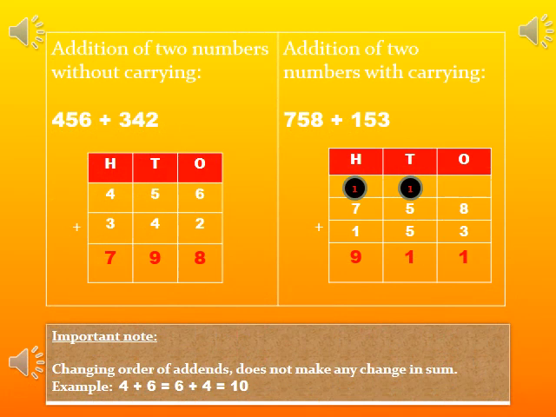Now we learn how to add two numbers. First, we learn addition of two numbers without carrying. Children, you can see for this I have taken two numbers 456 and 342. Now, to add two numbers, first of all we have to arrange them in columns as I have done.